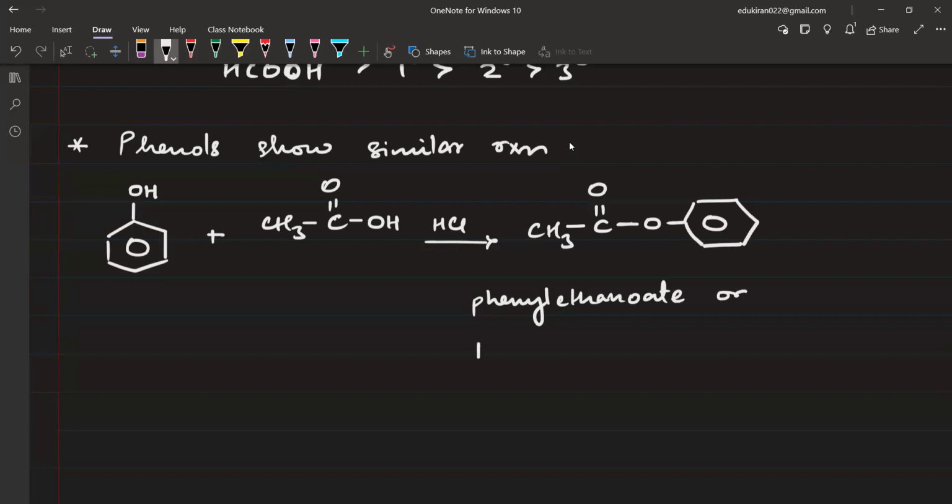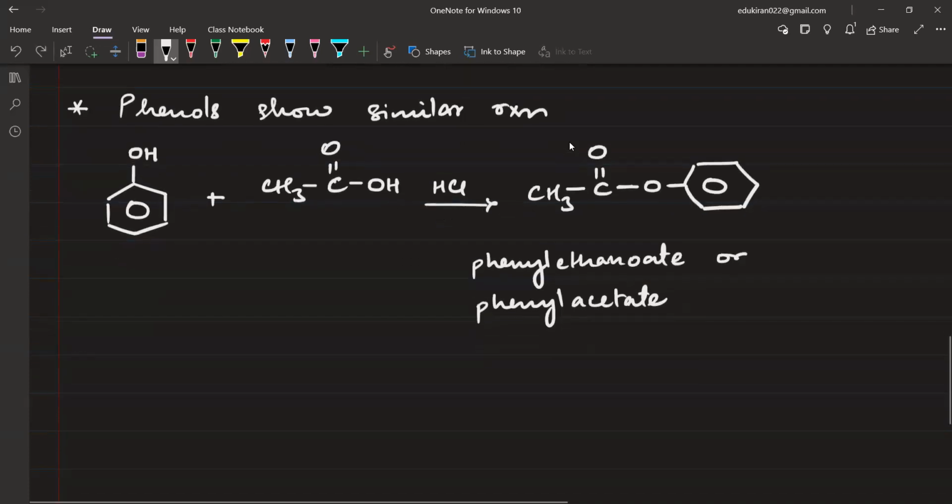Or we also call this phenyl acetate. So CH3, C double bond O and O. This portion is known as acetate. We will see what acid means in the next chapter, aldehyde ketone carboxylic acid. This is just here for once. You will not see this many times. Okay, acid. All right, next.